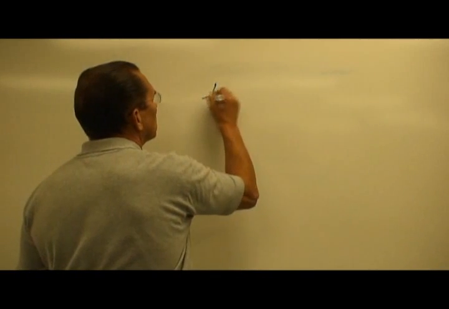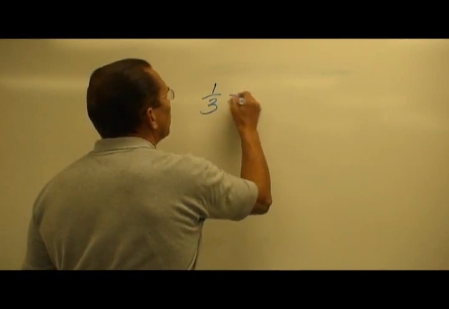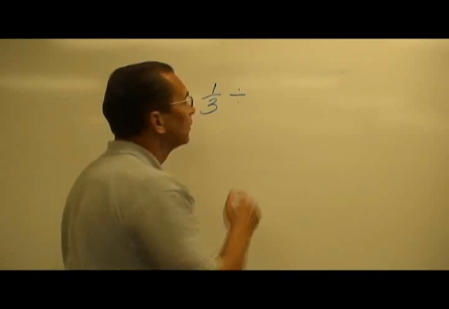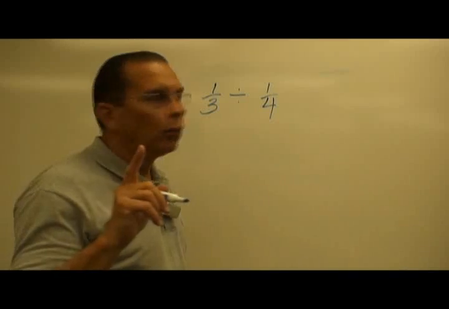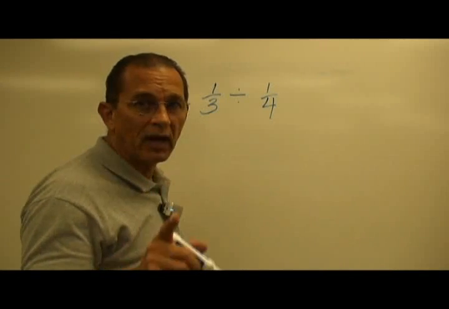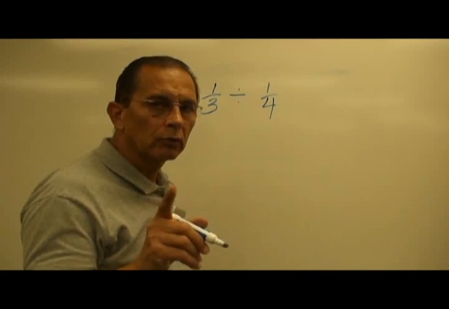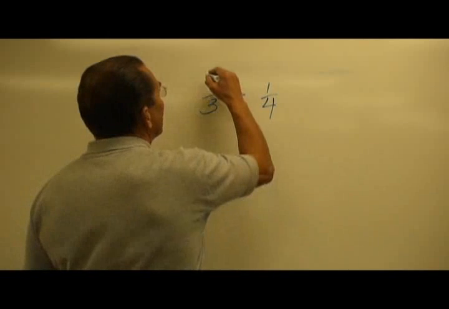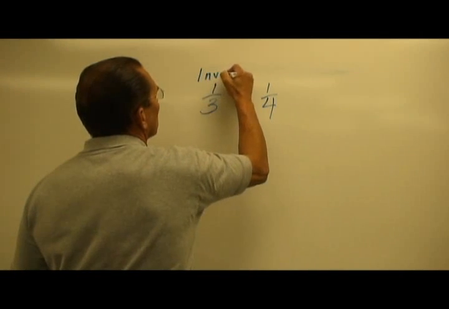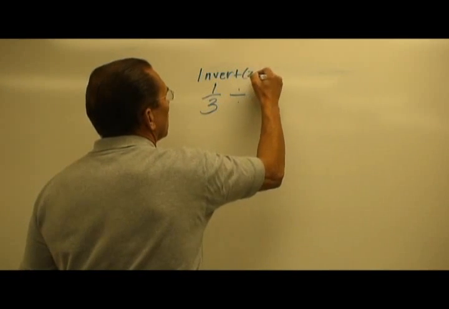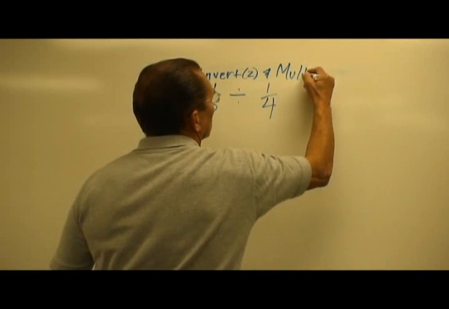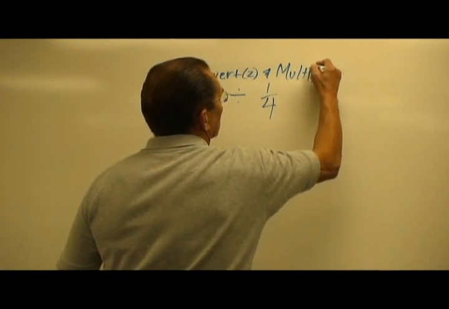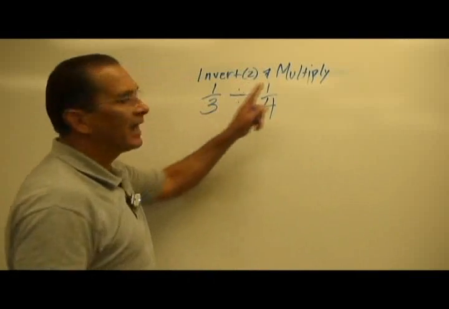1/3 divided by 1/4. Now, when you divide fractions, you use a term called invert and multiply. Invert and multiply.